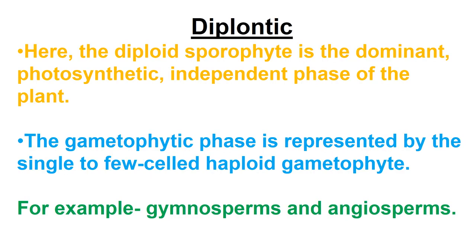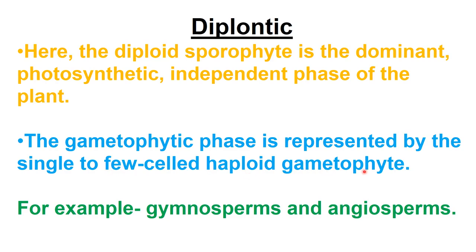Now next type of life cycle is diplontic life cycle. And here also the word diplontic is coming from diploid, means where the diploid phase is dominant. So in these plants what happened? The diploid phase is dominant. What is diploid phase? Sporophyte. So diploid sporophyte is the dominant photosynthetic independent phase of the plant, right? And the gametophytic phase is represented by the single to few celled haploid gametophyte.